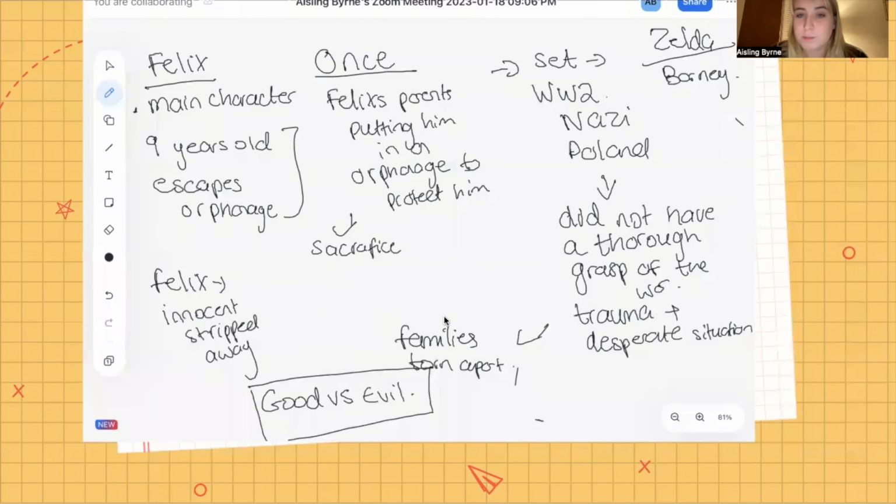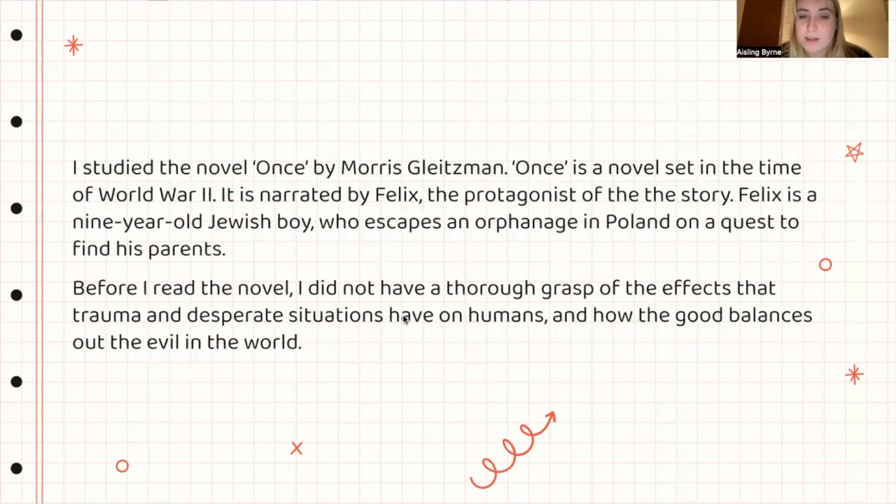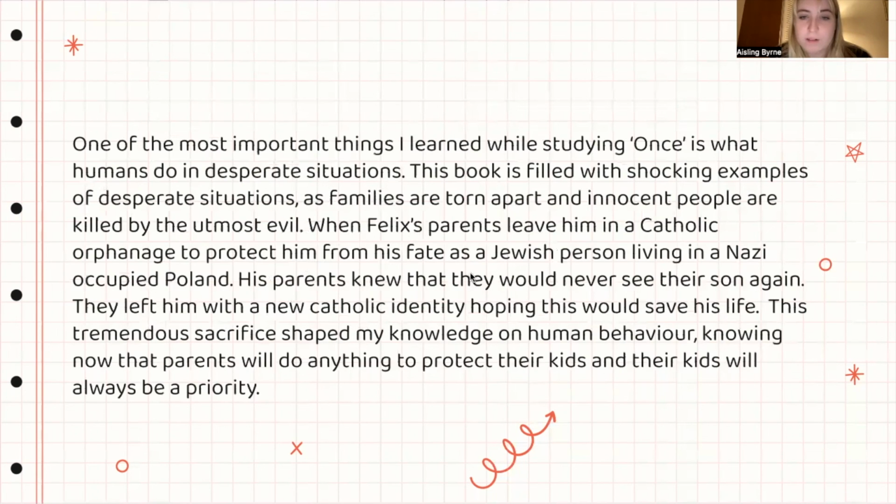But maybe we could back it up with a bit more quotes instead of just saying what was said. For example, with the parents, if anyone's read the book, I think the parents said to Felix something like, we will always love you, or remember us. Actually, it was remember us, I'm pretty sure. We could mention that quote, where his parents said to remember them, as they knew their own fate, and they did that out of sacrifice. They sacrificed themselves to protect their child.